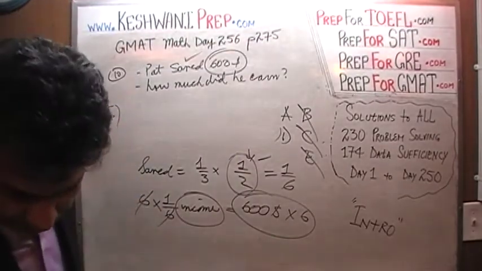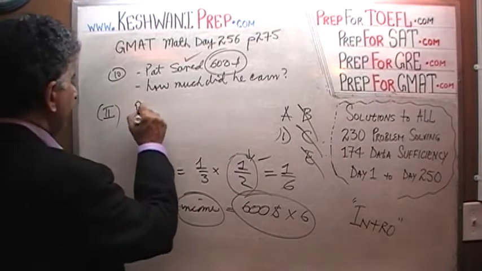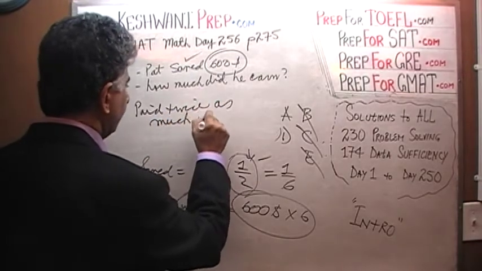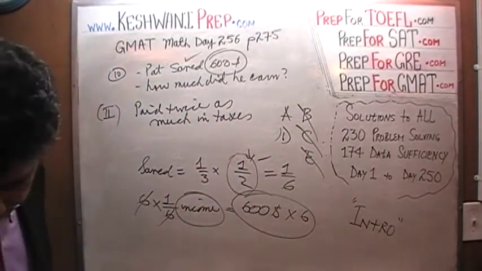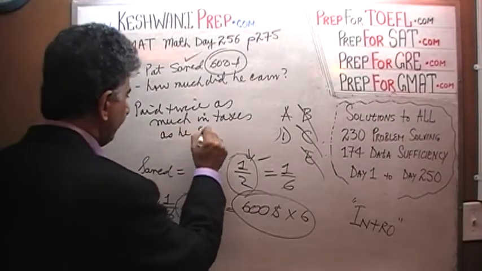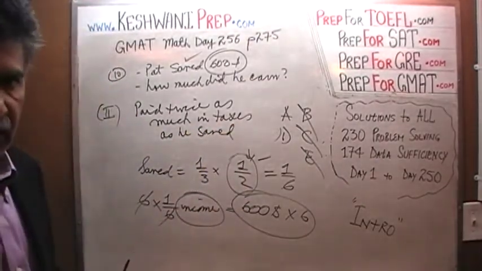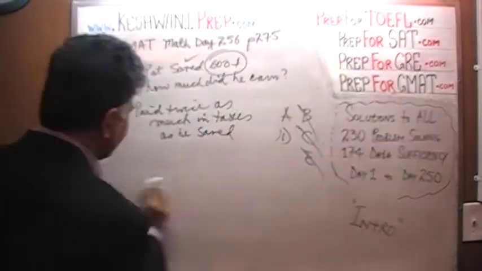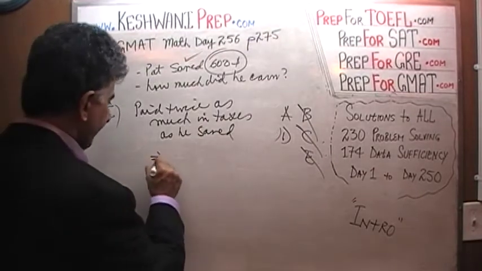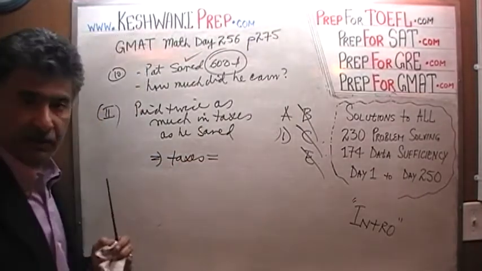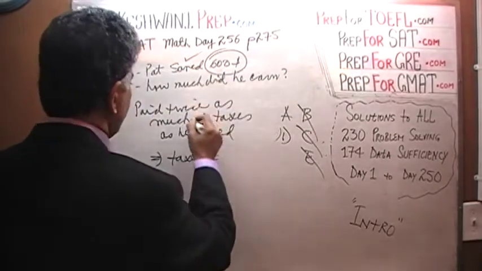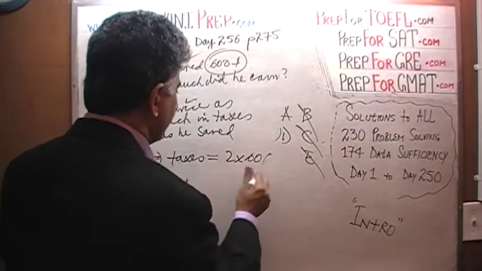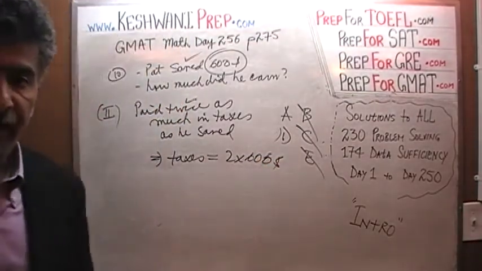In the second statement, they tell us that he paid twice as much in taxes as he saved. He paid twice as much in taxes as he saved. We know he saved $600. So the only thing that the second statement tells us is the amount of taxes that he paid. He must have paid twice as much, which means he must have paid 2 times 600. He must have paid $1,200 in taxes.